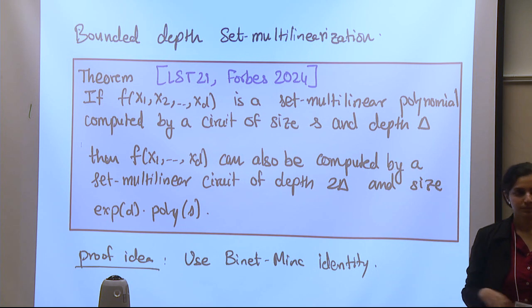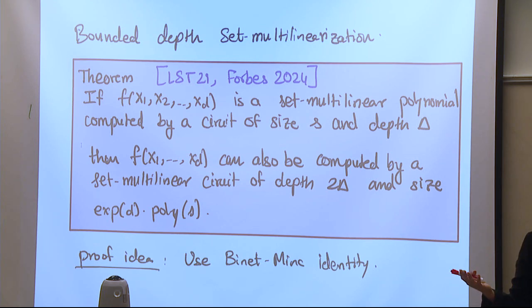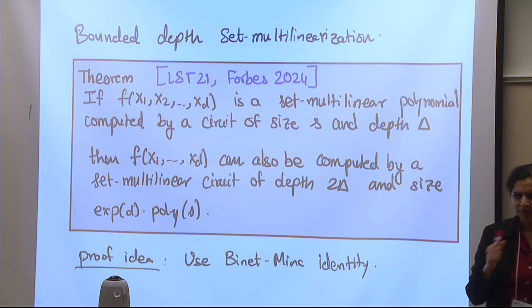And then a circuit is set multilinear if every gate inside it computes a set multilinear polynomial. Would you like me to write this down?